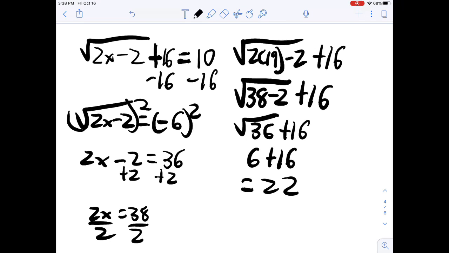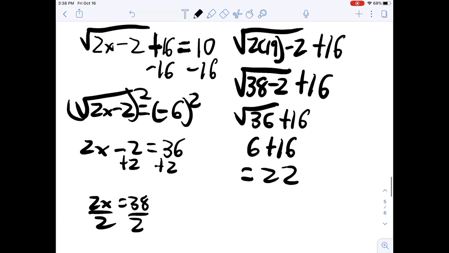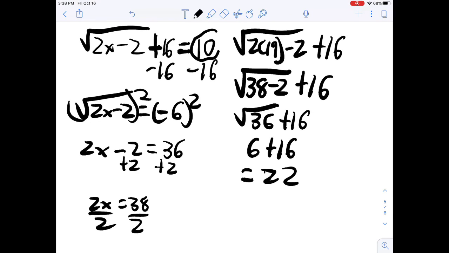And this equals 22. And unlike all the other ones we've done, this side does not equal the right side of the equation. The right side of the equation is supposed to be 10, but we got 22 when we verified. So this is not a real solution to the equation. This is called an extraneous root.